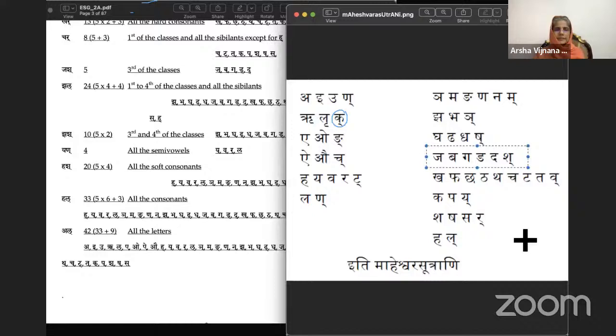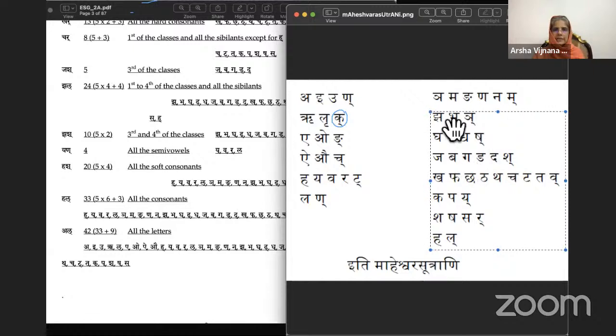Jhal. Starts from there and up to the end. Jhal: all the consonants minus the nasals. But you didn't say sibilants. Sibilants are also there. Class 1 to 4 and all the sibilants is jhal. Okay?